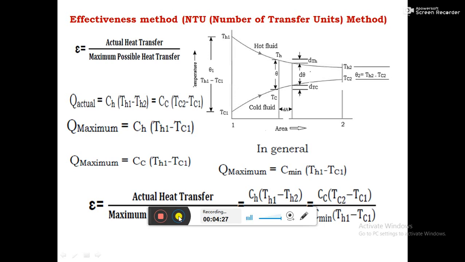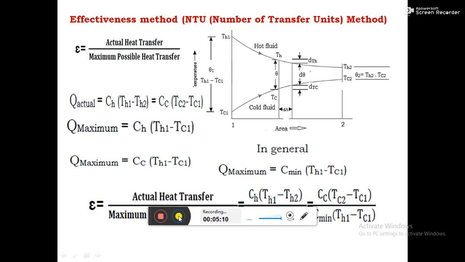Therefore, the maximum possible heat transfer in a heat exchanger is given by the equation Ch into (Th1 minus Tc1) if the hot fluid is having the minimum heat capacity. If the cold fluid is having the minimum heat capacity, then the maximum possible heat transfer is given by the equation Cc into (Th1 minus Tc1). In general, the maximum possible heat transfer is given by the equation C minimum into (Th1 minus Tc1).